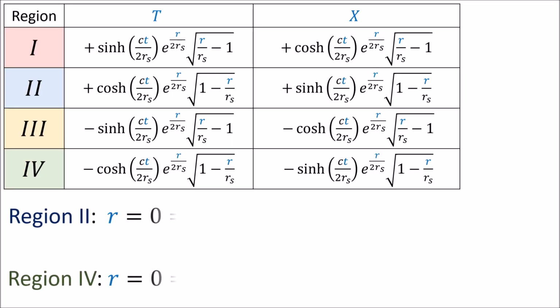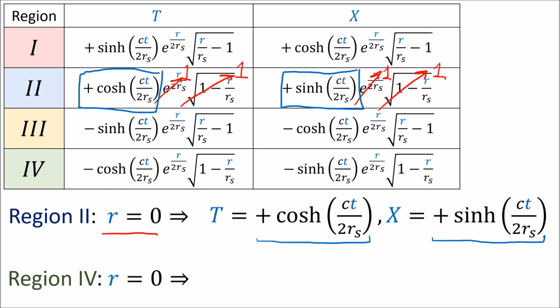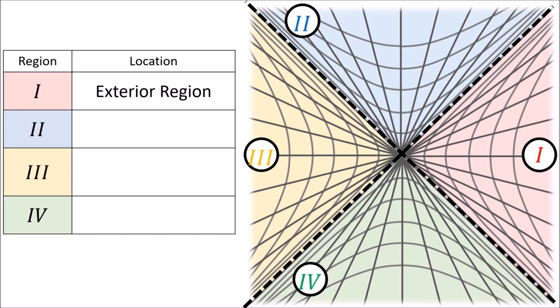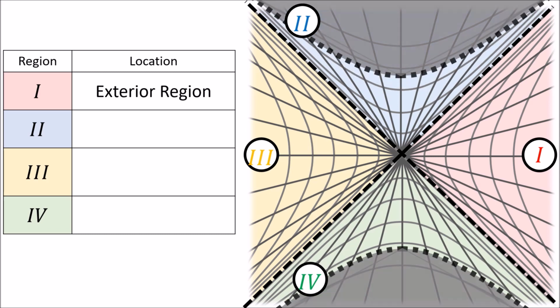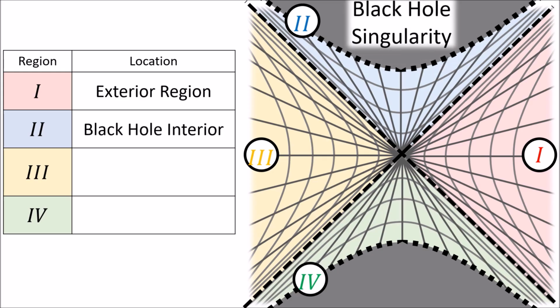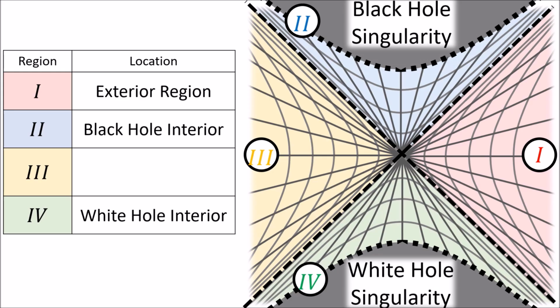For regions 2 and 4, if we plug in r equals 0, which is the location of the singularity, we get equations for hyperbolas on the upper and lower halves of our spacetime diagram. So in KS coordinates, the singularities are drawn as hyperbolas. The upper singularity represents a black hole, and the lower singularity represents a white hole.